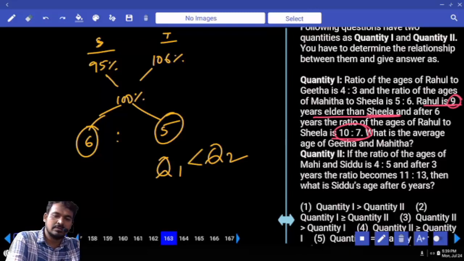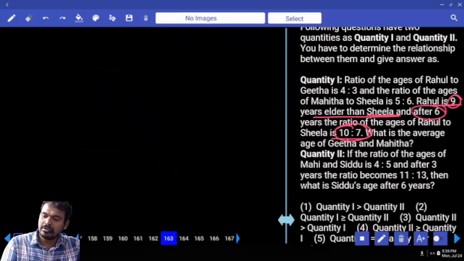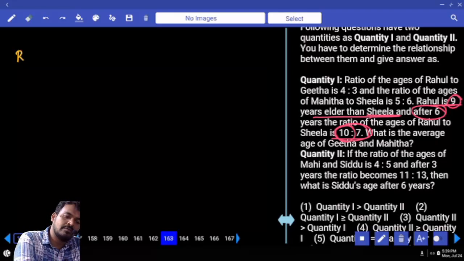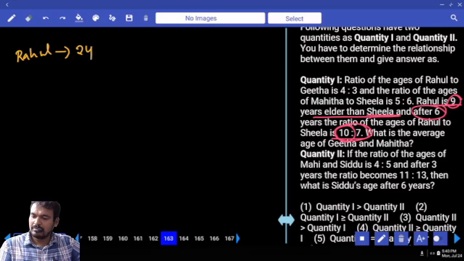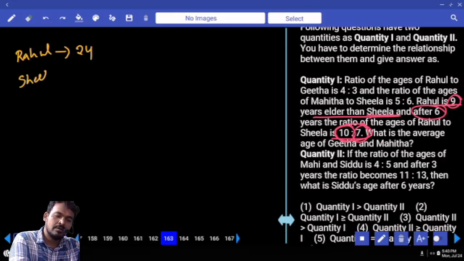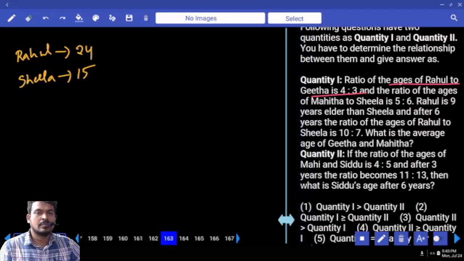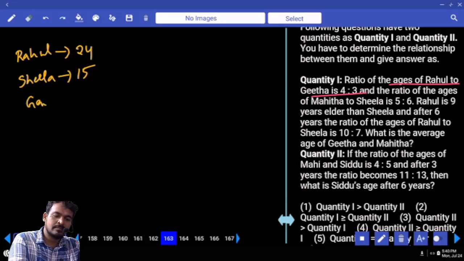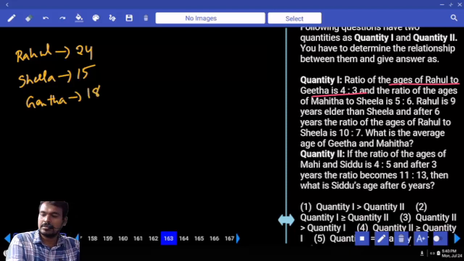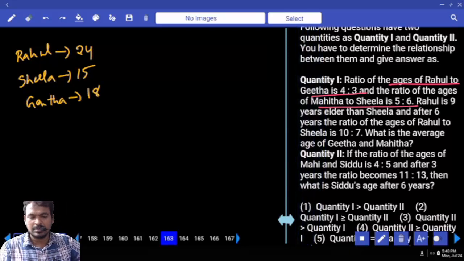What is the one part value? 3 years. Then after 6 years Rahul is how much? 30. After 6 years Rahul is 30. What is the present value of Rahul? 24. Next, after 6 years Sheila will be how many parts? 7 parts. 1 part is 3 years. 7 parts are 21. After 6 years 21 means present value of Sheila 15. And what is the Rahul to Geeta ratio? 4:3 means 4 parts are 24. Obviously Geeta is 18.